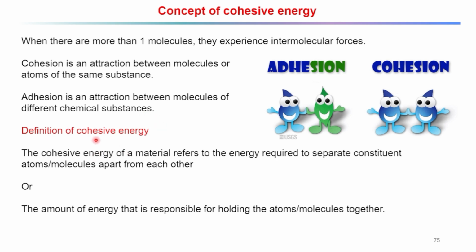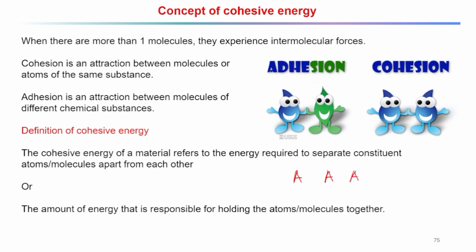Now let's see the definition of cohesive energy. The cohesive energy of a material refers to the energy required to separate constituent atoms or molecules apart from each other, or the amount of energy that is responsible for holding the atoms or molecules together. So here I will try to draw. Let's suppose you have an atom A. Now these atoms are bound to each other.